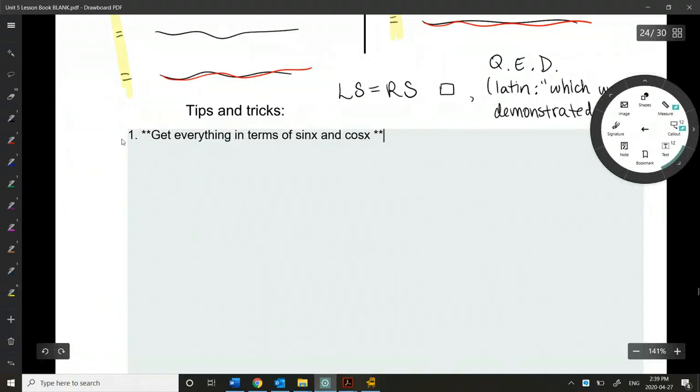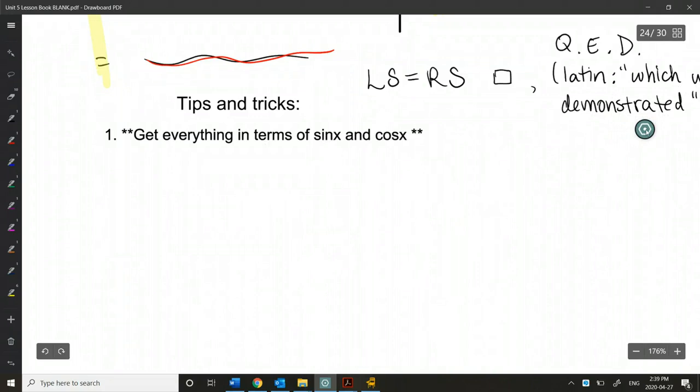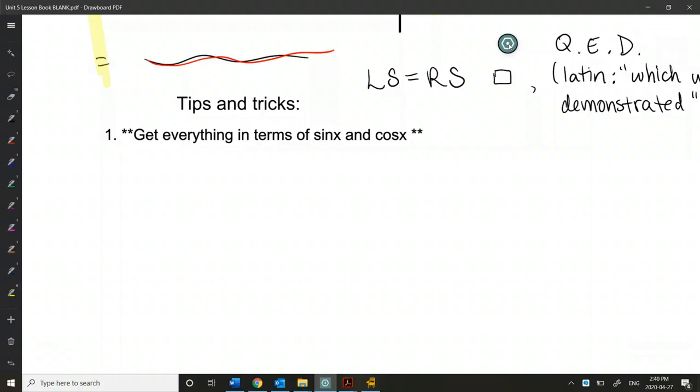So the first tip, and probably one of the most important tips, is that you get everything in terms of sine and cosine when you're trying to prove trig identities. We have a lot of different trig ratios. We have the secondary trig ratios, we have the primary trig ratios, and if we have 6 different trig ratios floating around all at one time, it's going to be really tough for us to make the left side equal the right side. So I would say 90 to 95% of the time, this is how you're going to start all of your proofs, is get everything in terms of sine and cosine.